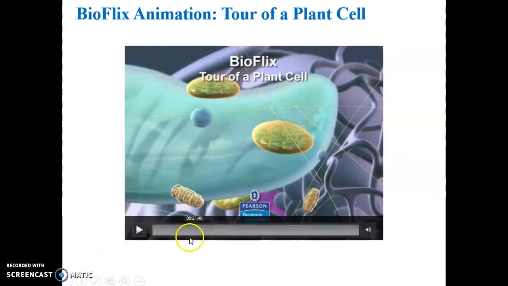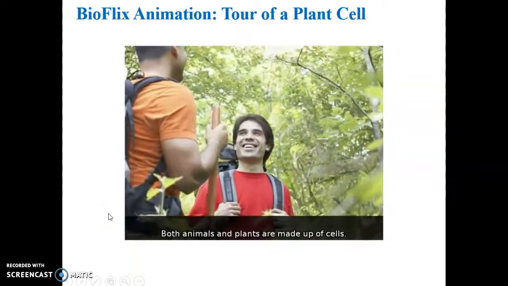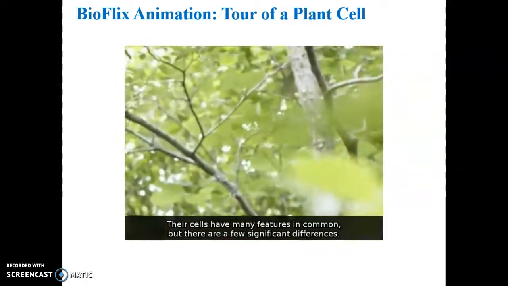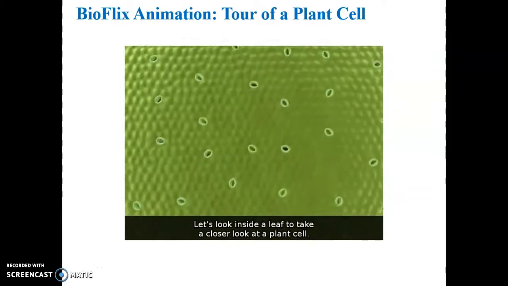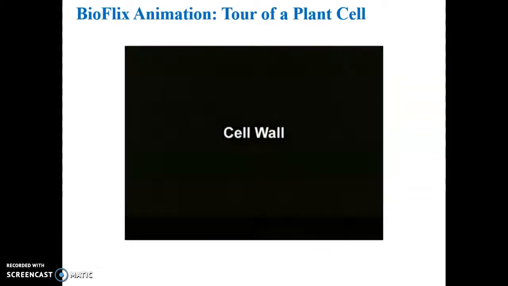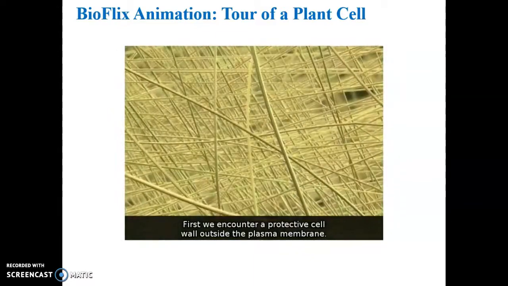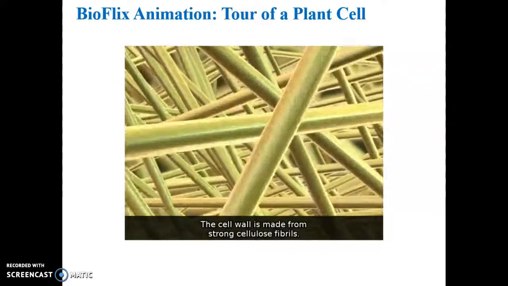And a quick tour of a plant cell. We will cover plants in more detail later on, but we'll look at a plant cell now. Both animals and plants are made up of cells. Their cells have many features in common, but there are a few significant differences. Let's look inside a leaf to take a closer look at a plant cell. First, we encounter a protective cell wall outside the plasma membrane. The cell wall is made from strong cellulose fibrils.